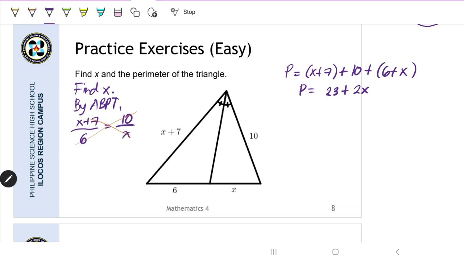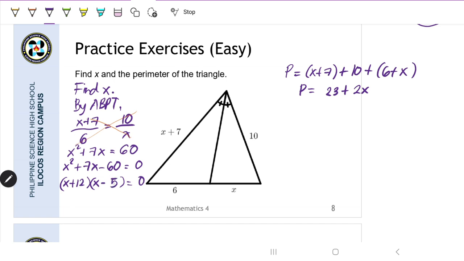Cross multiplying, you get x times x plus 7, that is x squared plus 7x equals 6 times 10, that is 60. So I have here a quadratic equation, x squared plus 7x minus 60 is equal to 0. Can we factor this out? Let's try. Get the binomial factors. Factor x squared, that is x and x. And for 60, you have 12 times 5. To get 7, that is positive 12 minus 5.